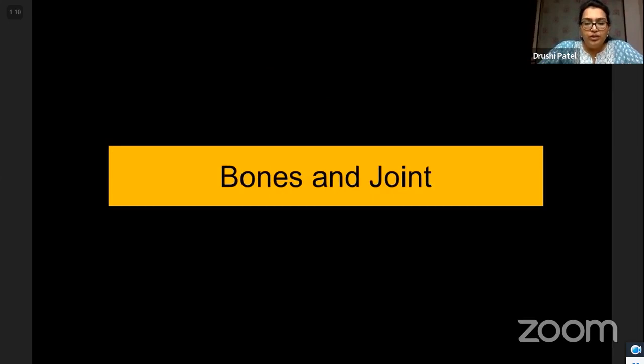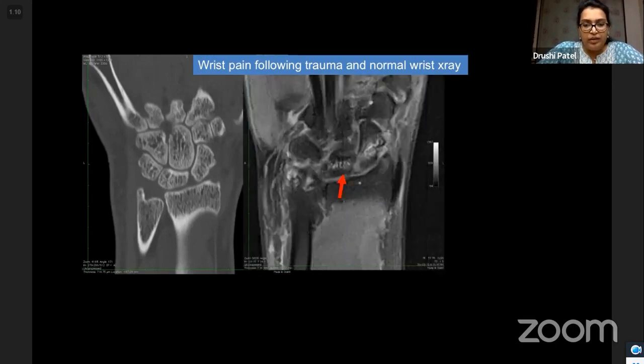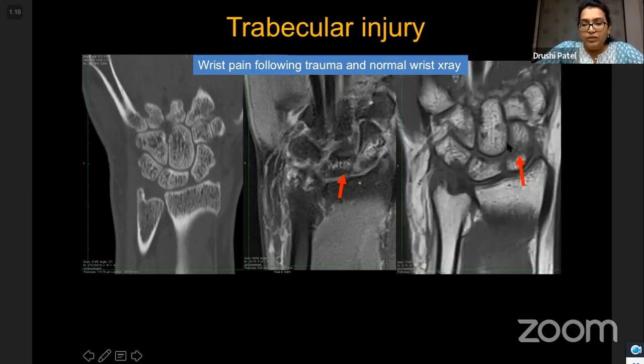Now coming to bones and joints. A patient presenting with wrist pain following trauma, and the wrist x-ray was normal. I don't have an x-ray, but I put a representative CT image. Even on the CT image, it was not visualized. On MR, you can see that there is some kind of marrow edema involving the scaphoid and the lunate bone. And on the T1 weighted image, you can identify the fracture involving the scaphoid bone, whereas in the lunate, it was a trabecular injury or contusion.